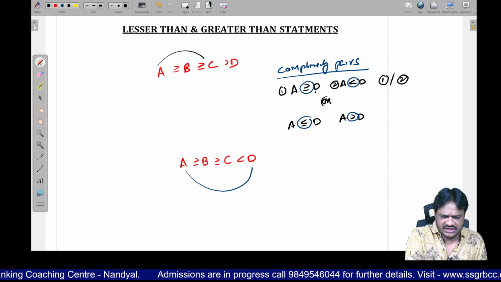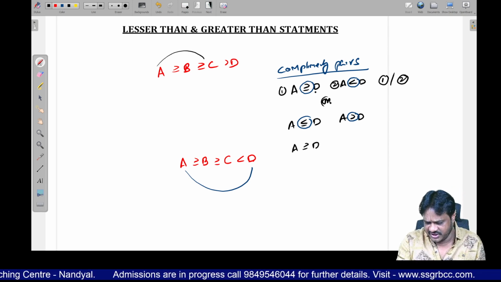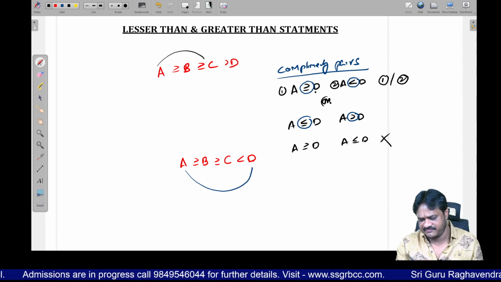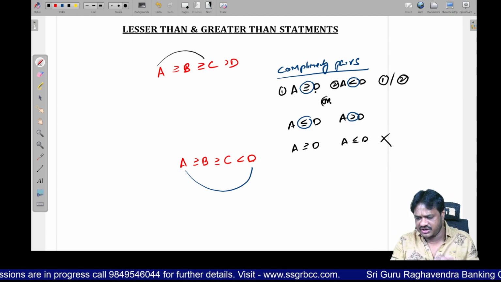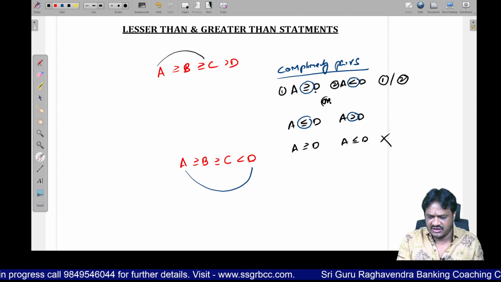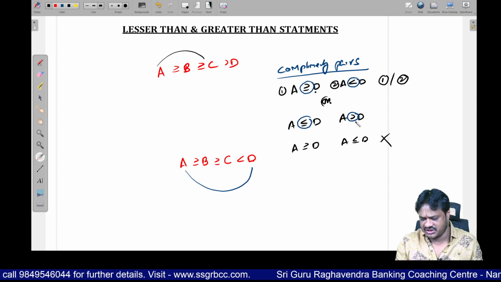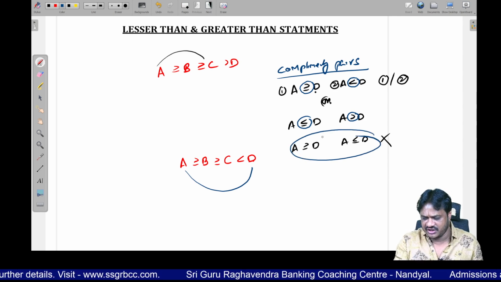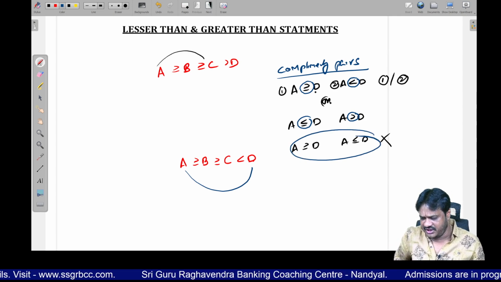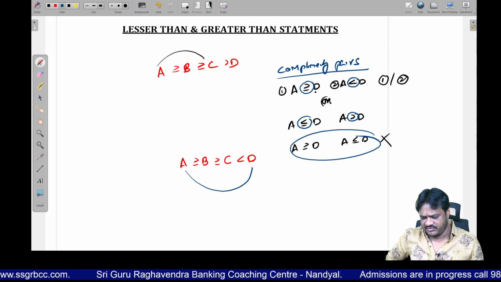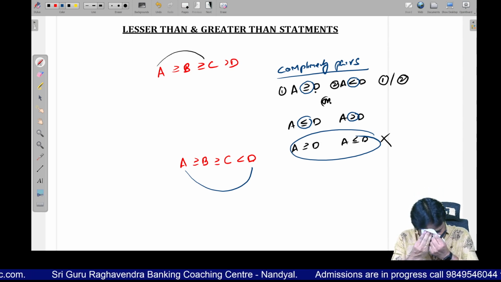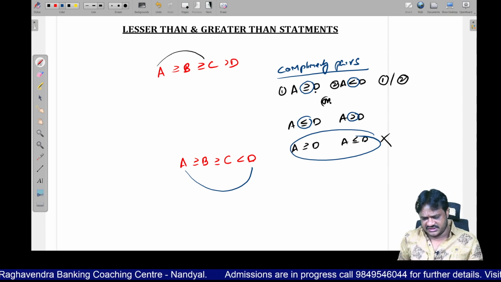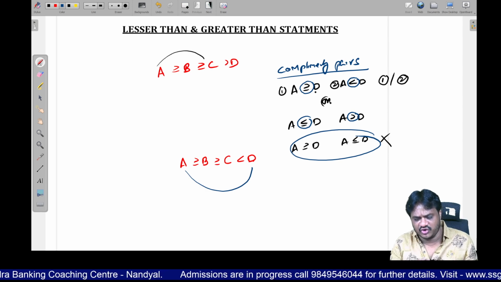If you see one more example, A greater than or equal to D, A less than or equal to D, this is not a complementary pair. Only A greater than or equal to D, A less than is a complementary pair, or A less than or equal to D, A greater than is a complementary pair. But A greater than or equal to D and A less than or equal to D is not a complementary pair. So that we have to keep in mind. Now, this is the main concept in syllogisms, not greater than, lesser than. Now, straight away we will go to the questions.